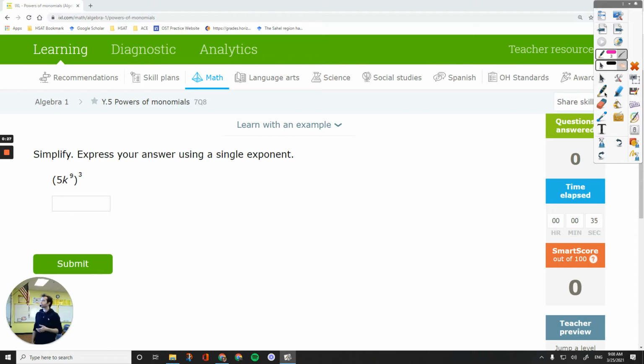Simplify and express your answer using a single exponent. Right now we have two exponents in here. We want to reduce it down to end up with only one exponent in the power. So what we can do, we have our bases in the parentheses, like 5 times k to the power of 9 is the base, and we will multiply this by itself 3 times. That's what it means. So one way of doing it is just writing it explicitly 3 times next to each other and then multiplying the numbers. Let me just do it that way first.